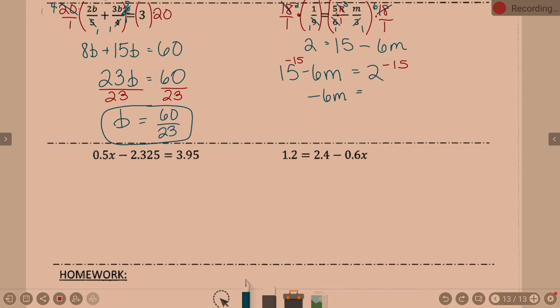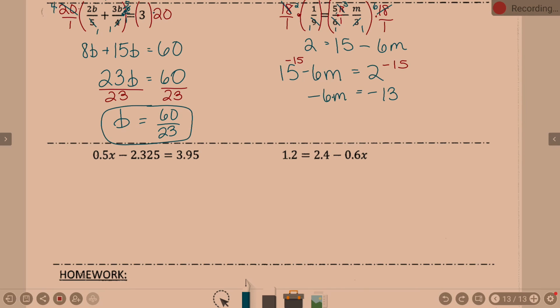2 minus 15 is negative 13. Now we're not done yet. How are 6 and m hanging out with each other? That's negative 6 times m.